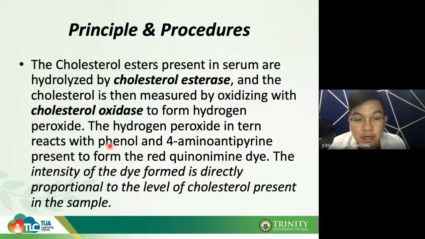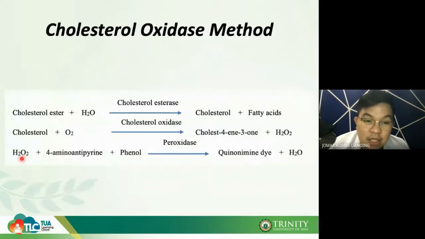Your hydrogen peroxide will be acted upon by your phenol and your 4-amino antipyrine. So upon the addition of your 4-amino antipyrine and your phenol, it will now act upon your hydrogen peroxide, forming now a quinoneimine dye and water.